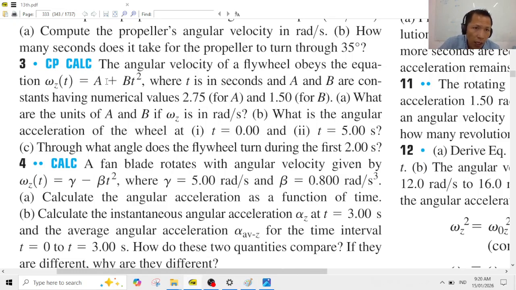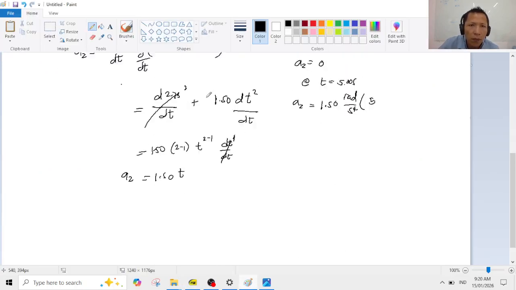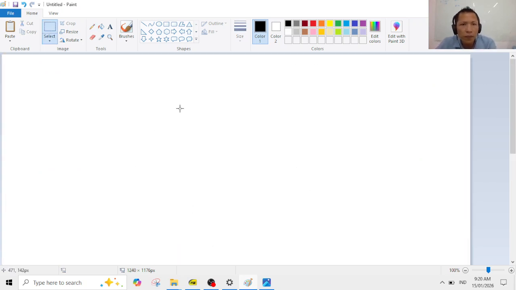It should have the same unit as omega z. For B, that is radians per second cubed, because we have t squared here. So omega z is in radians per second, so your A should also be in radians per second, since it is not multiplied by anything.